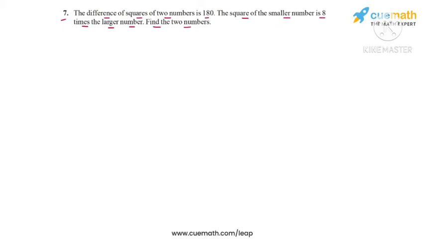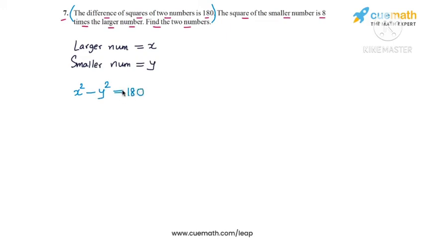Okay, so let's start by assuming that the larger number is x, and let's say that the smaller number is y. Now the first piece of information says that the difference of squares of the two numbers is 180. So using this we can write one equation, x square minus y square. The difference of squares is 180. So this is one equation.